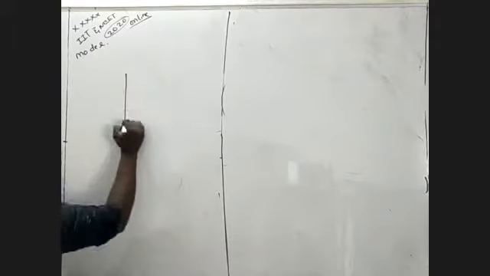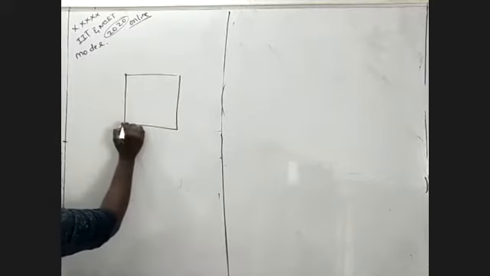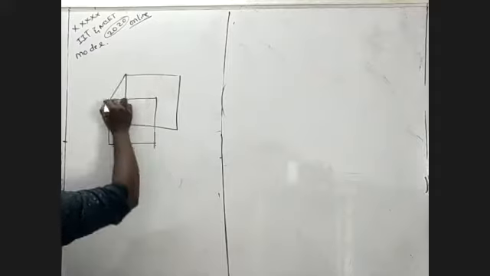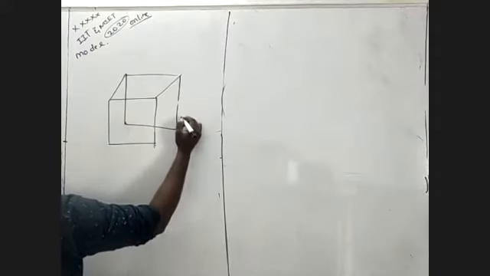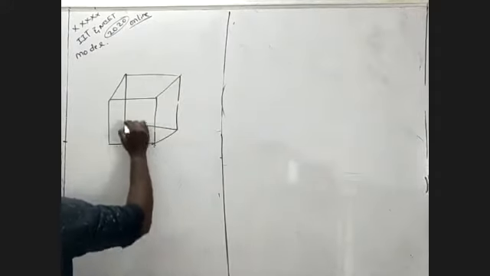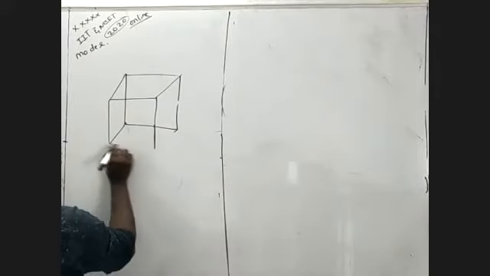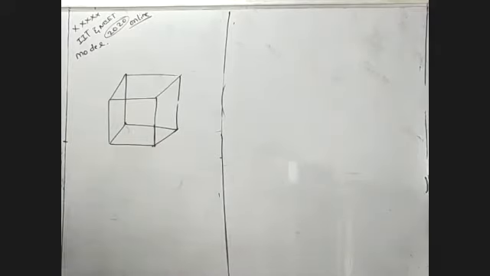This is the key mark. This is the cube. Now we'll see this cube. This is the axis.